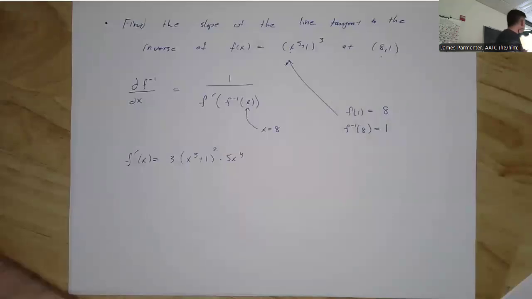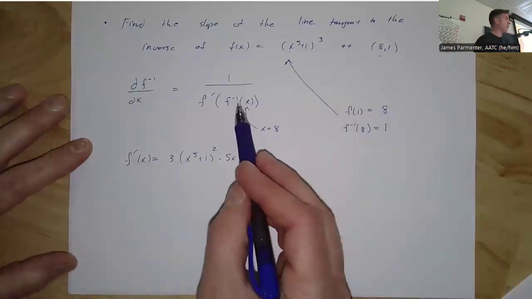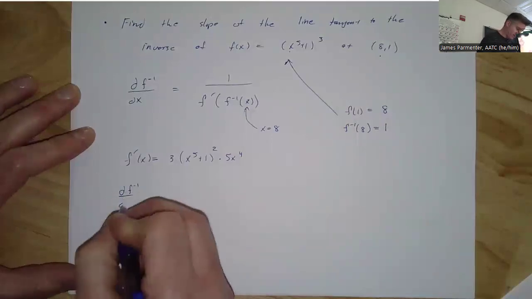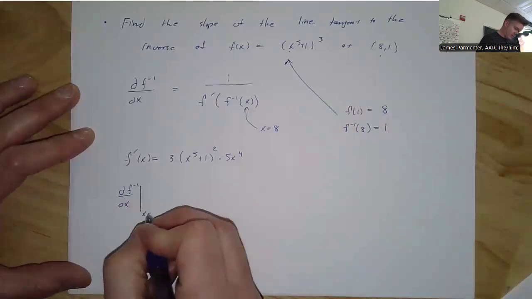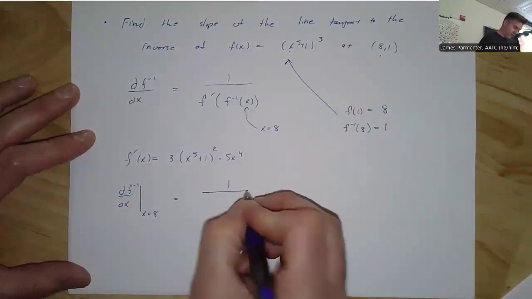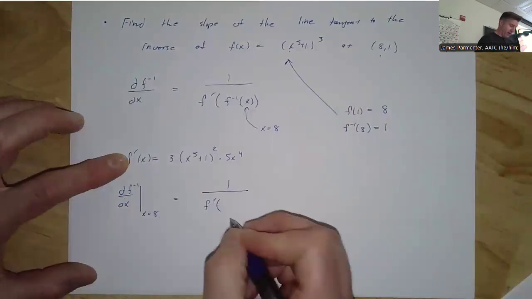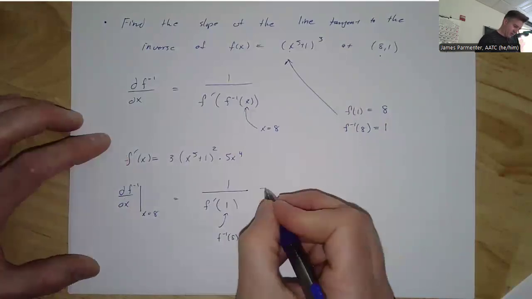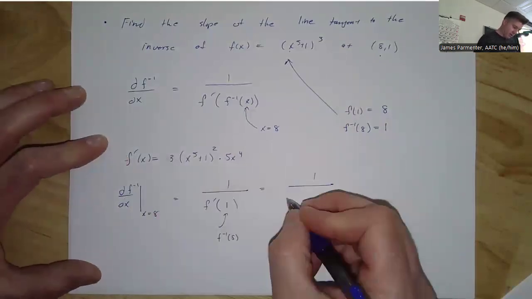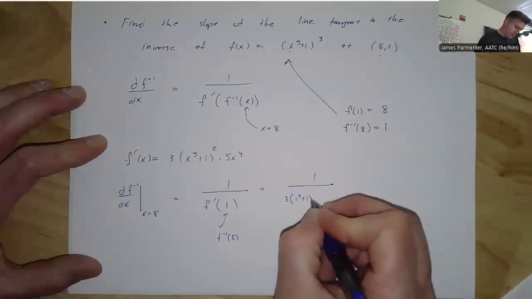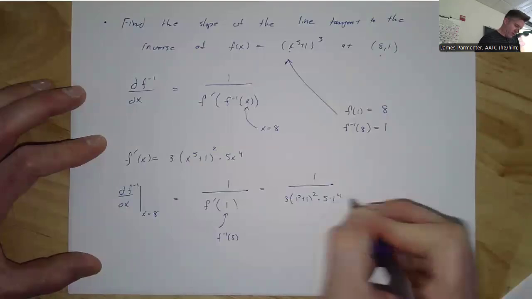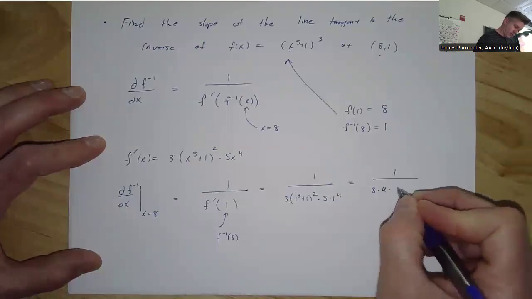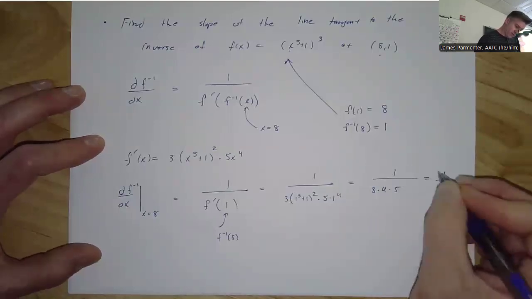The 1, right? Which it is, right? Because we're plugging in f inverse of 8. So now our derivative of f inverse evaluated at x equal to 8 is going to be 1 over our derivative here evaluated at f inverse of 8, which is 1, which is going to be 1 over, just plugging in 1 here, 3 times 1 to the fifth plus 1 squared times 5 times 1 to the fourth, is 1 over 3 times 2 squared, is 3 times 4 times 5, which is 1 over 60.